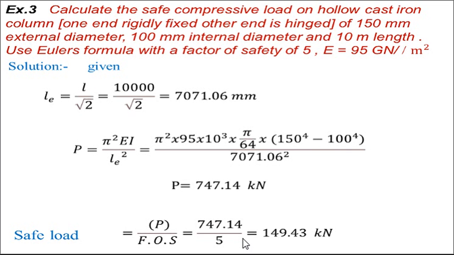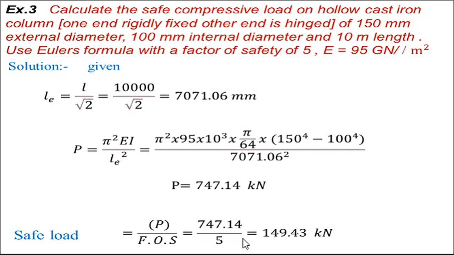So, solution. First of all, this is a hollow cast iron column, so two diameters are given. External diameter and internal diameter values are given.